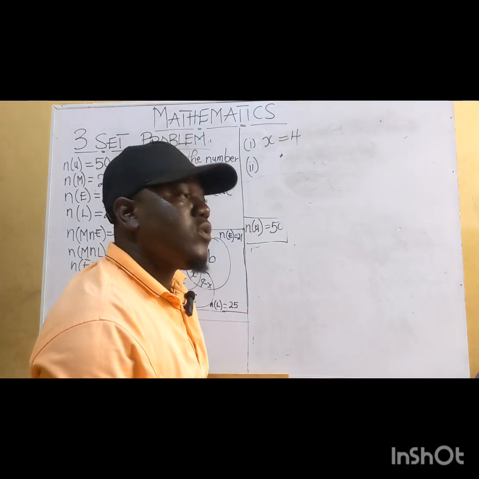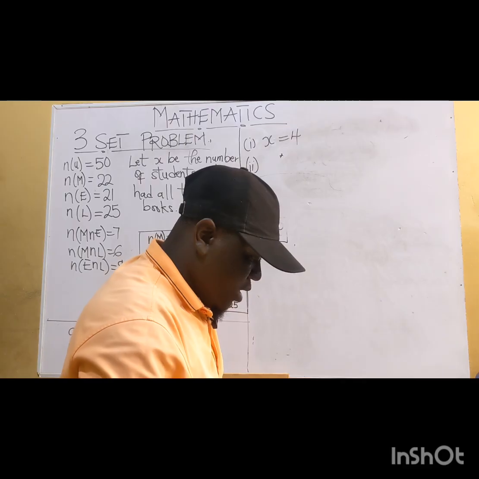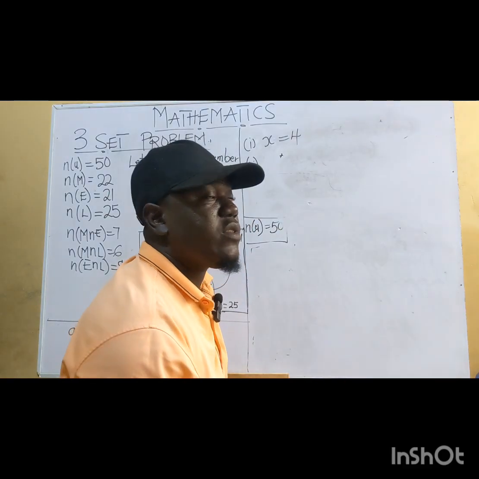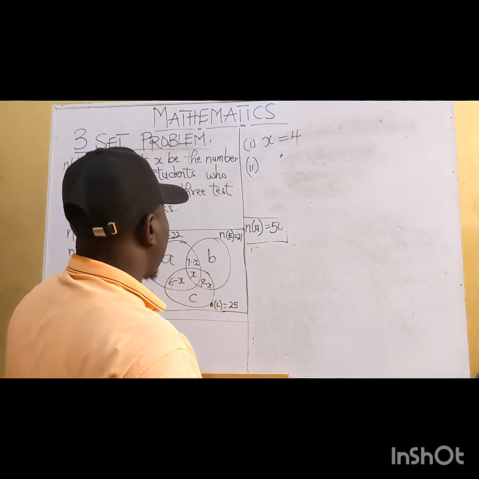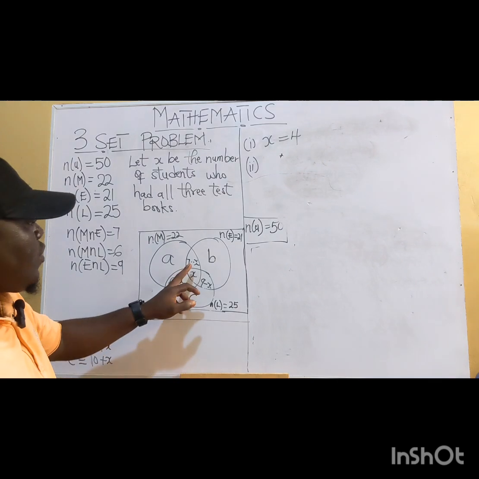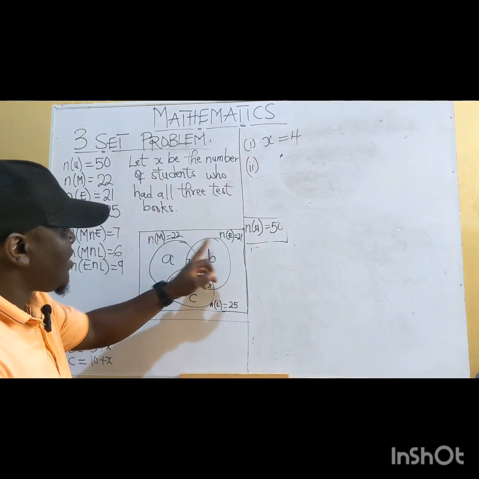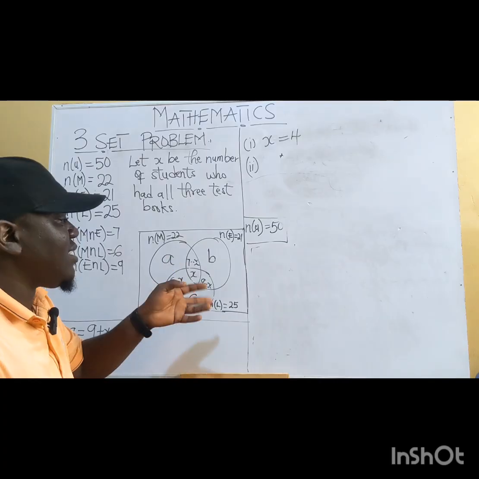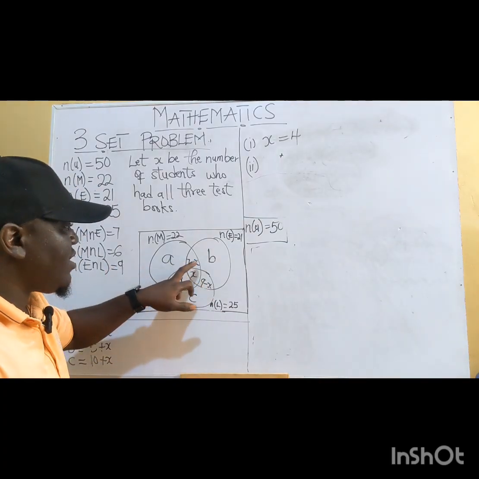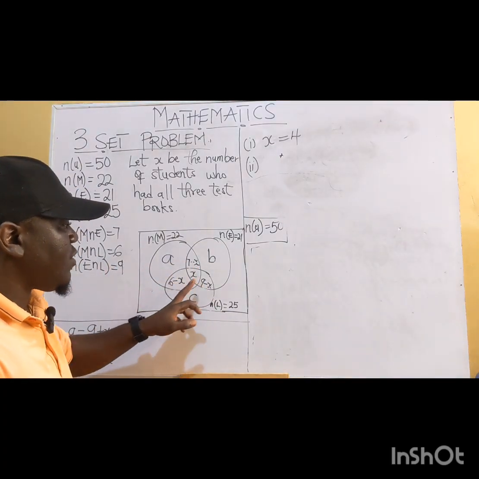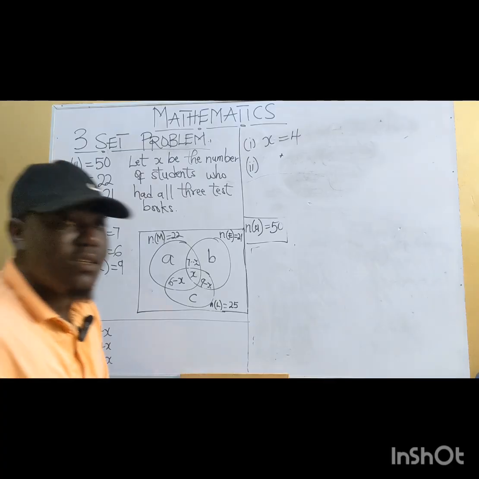So who had exactly 2 of the books? Exactly 2. So exactly 2, we will be looking at these places. Exactly math intersection English, that's math intersection English only, which is 7 minus x, 6 minus x, and then 9 minus x. Is that okay?